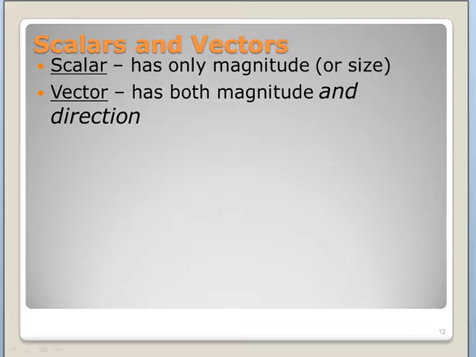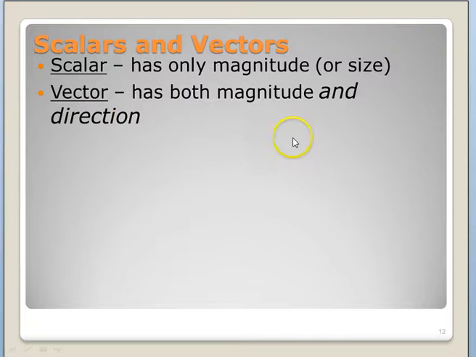That should ring a bell because we talked about distance and displacement last time in class, and you should remember that the only difference between those two was that displacement has a direction associated with it. So without using these words, we've actually already talked about scalars and vectors.